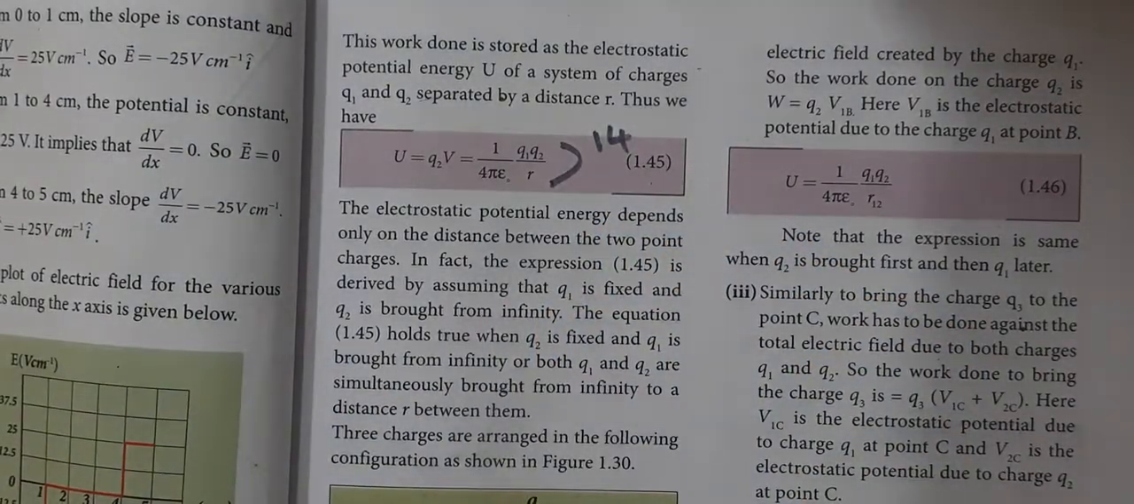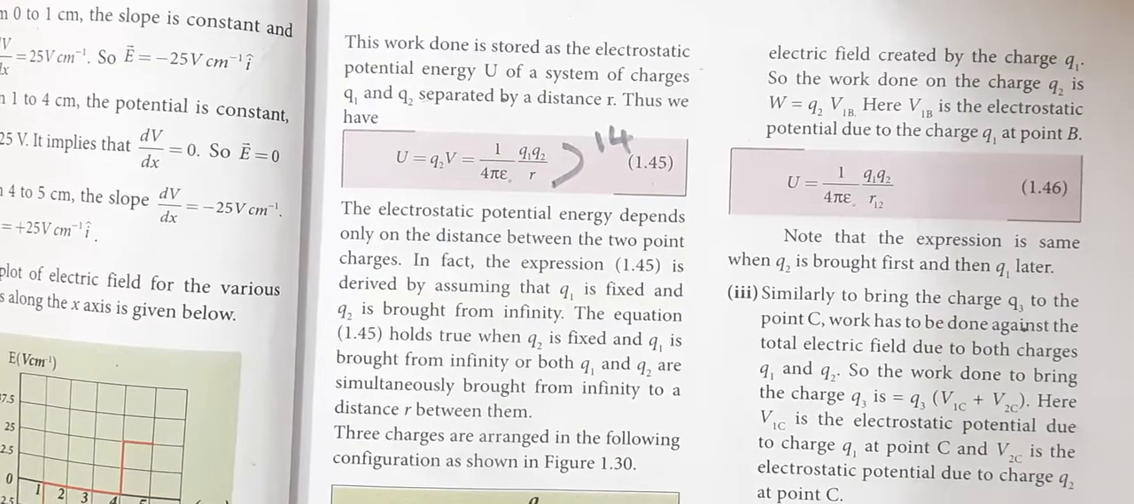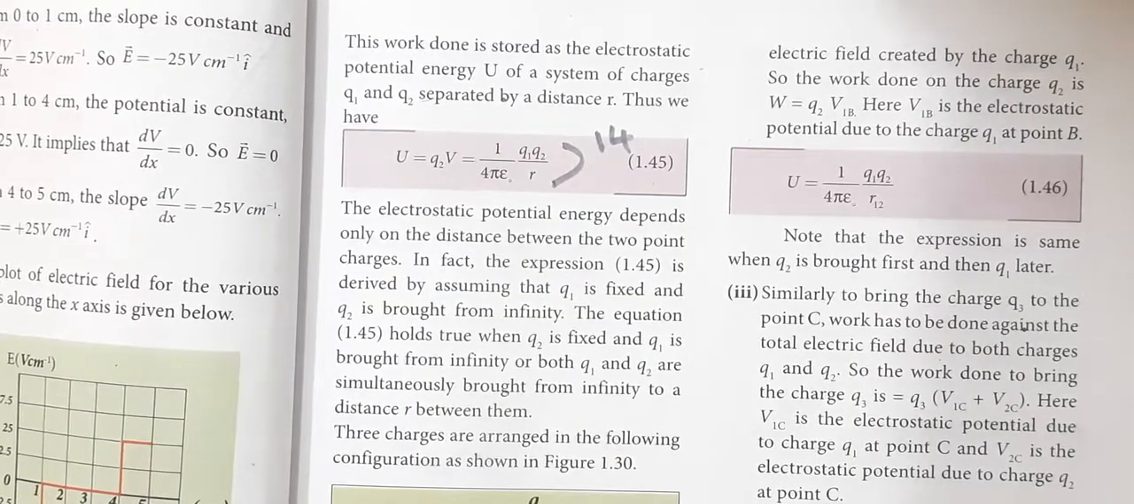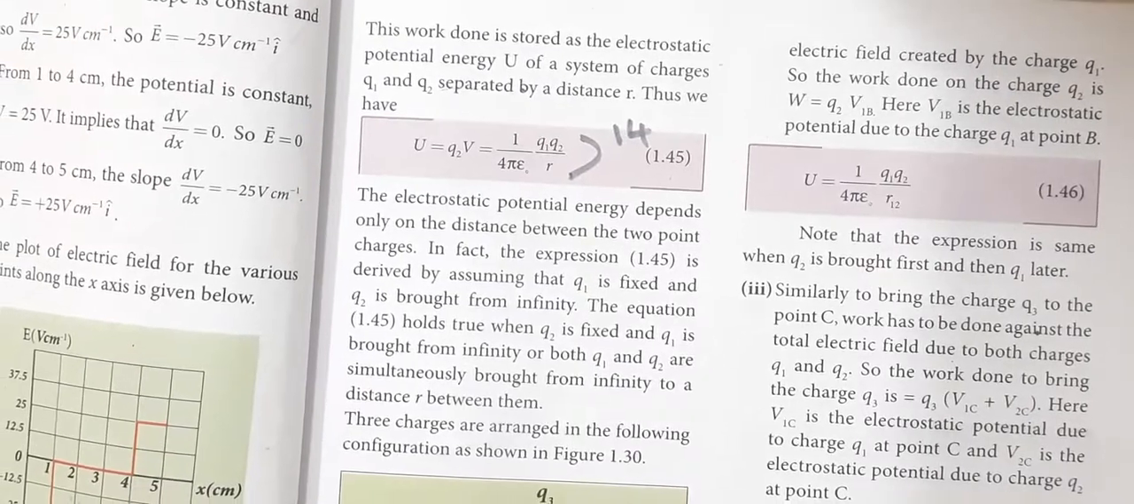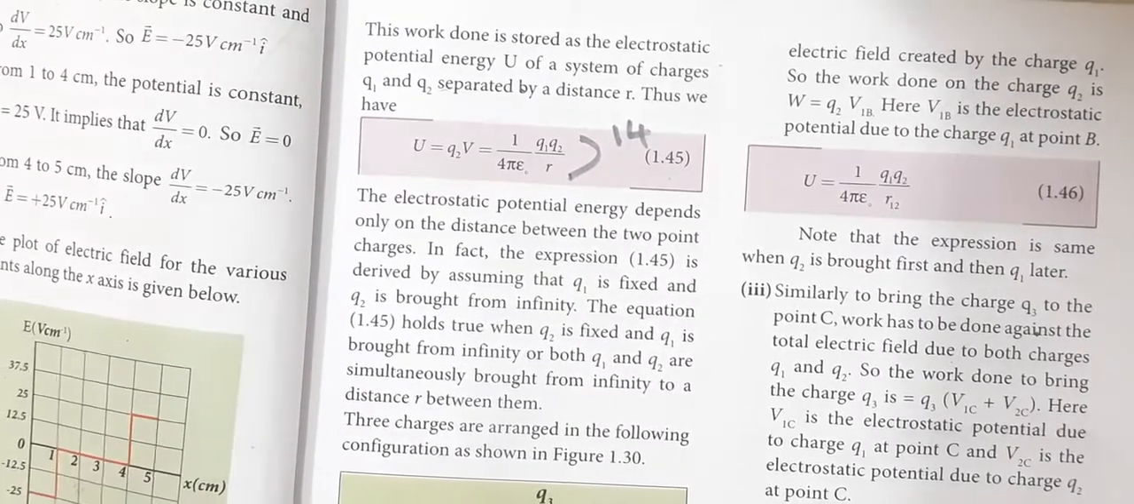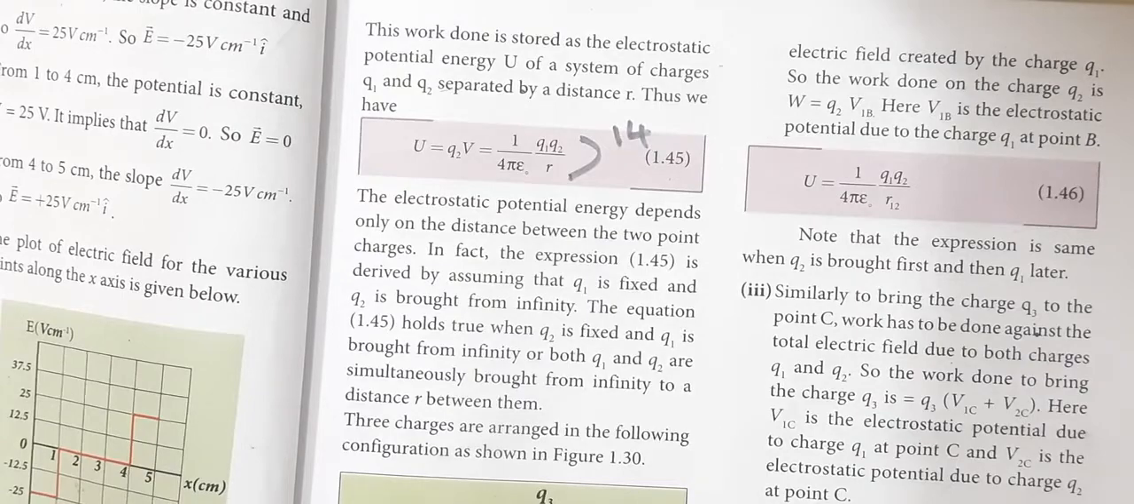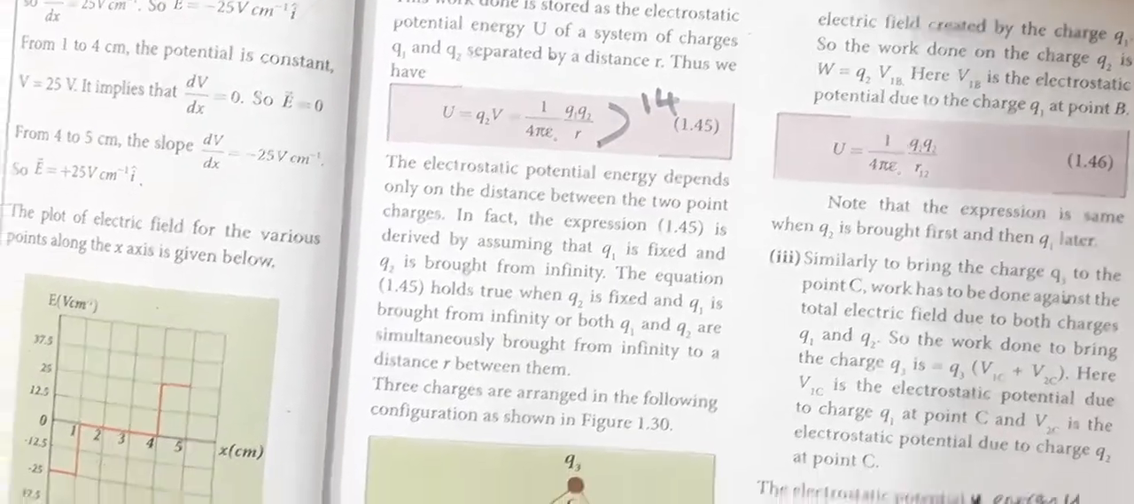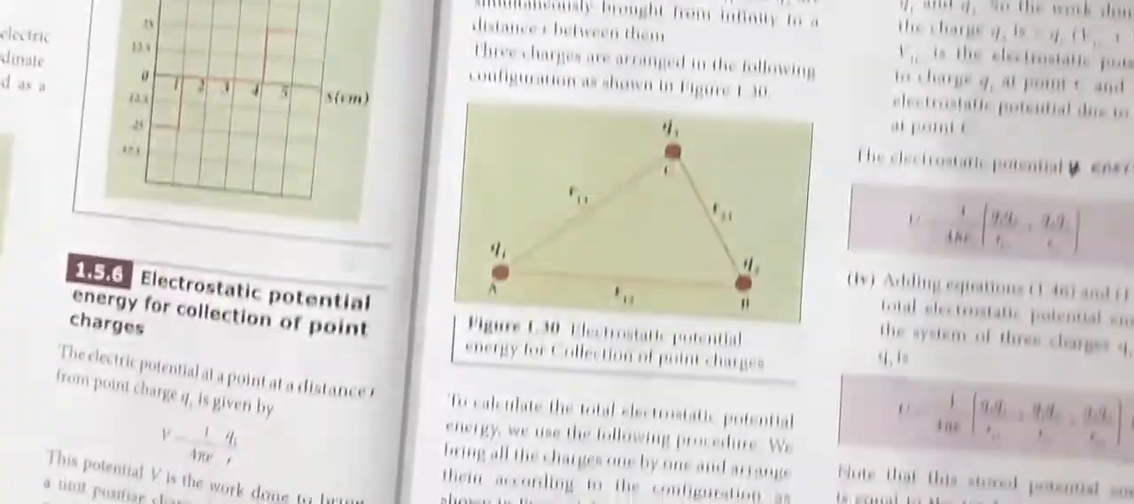Okay, so the work done to bring the charge from one point to another point is stored as potential energy. Okay, so potential energy means U. So this is question number 14, electrostatic potential energy.